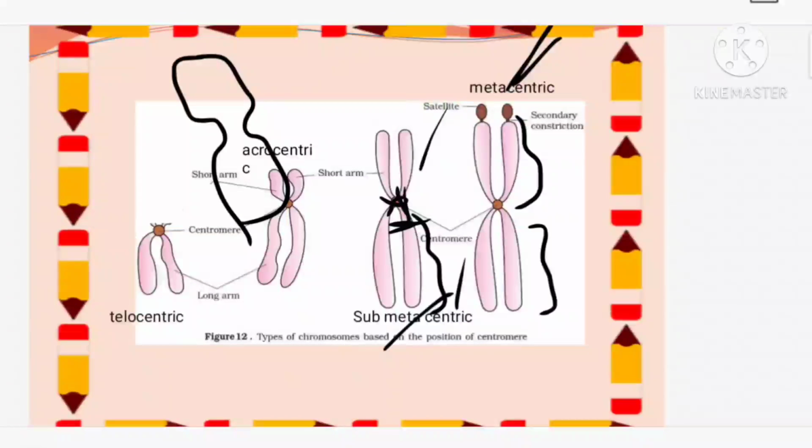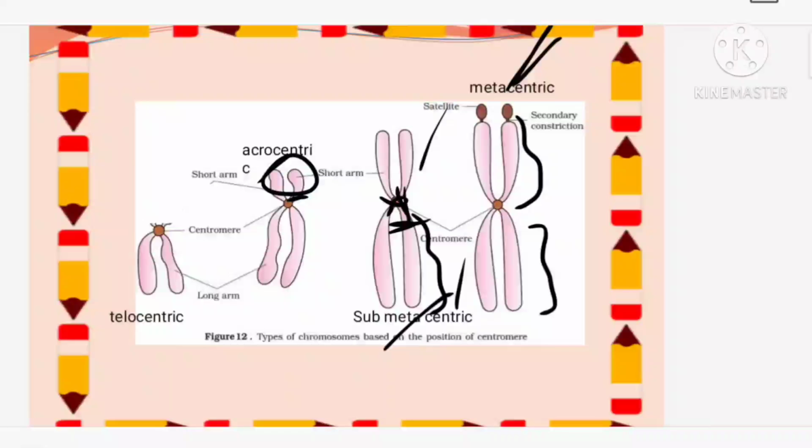And in acrocentric, the centromere is present towards one of the ends, so one arm is much longer and the other is very small. The other type of chromosome is telocentric, where the centromere is present at the tip of the chromosome. Then we call it what?